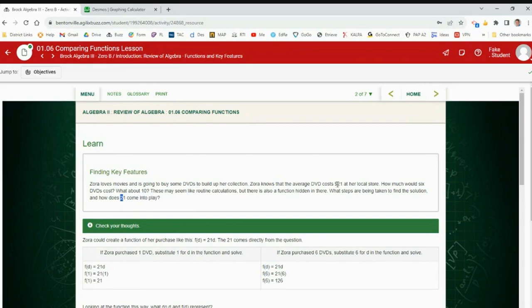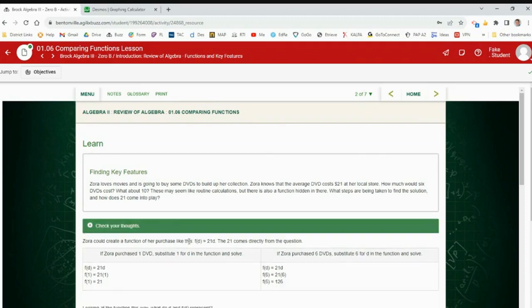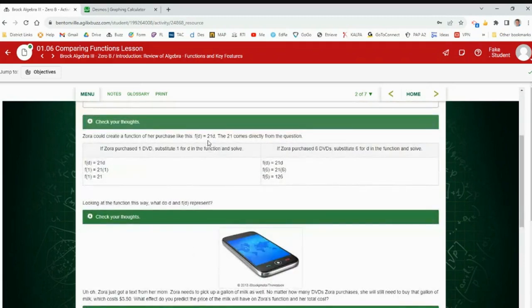The 21, if each one costs 21, if we were writing an equation of that, that would be the slope, right? For every DVD you buy, it's $21. So I need to multiply the amount of DVDs you're going to purchase by the amount they cost. Since each one's $21, this would be the slope or the average rate of change. All right, so she can create a function, which would be function f of D equals 21 times D, 21D. So if she bought 1 DVD, you put a 1 in for the D, and it's $21. If she wants to buy 6, it's $126.